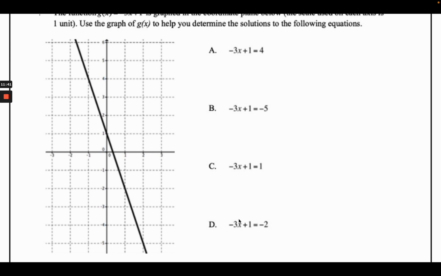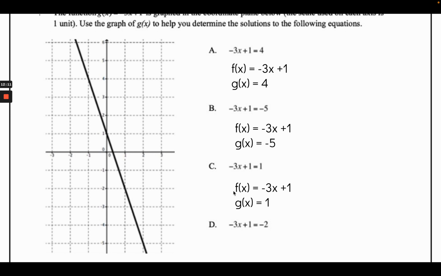And let's go. Okay, so first off, let's look at each of these, and let's go ahead and write in the f of x and g of x for all of them. Start with A, and I'm going to split this in half, and I'm going to get f of x equals negative 3x plus 1, and g of x equals positive 4. For B, I'm going to get f of x equals negative 3x plus 1, and g of x equals negative 5. C, f of x equals negative 3x plus 1, and g of x equals positive 1. And D, f of x equals negative 3x plus 1, and g of x equals negative 2.